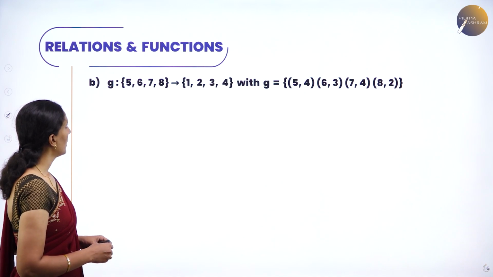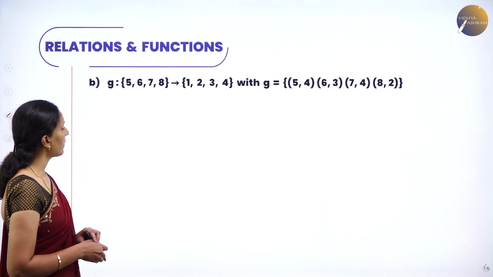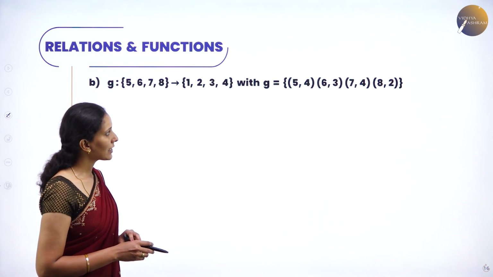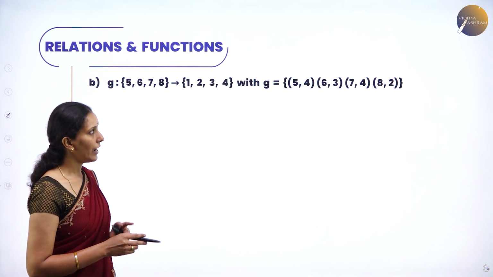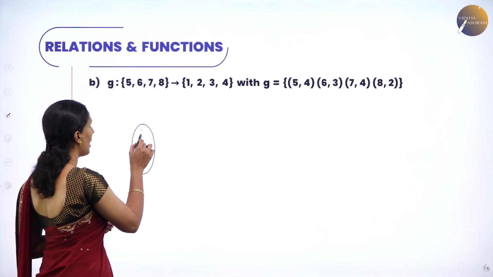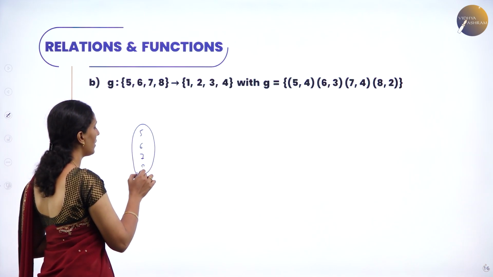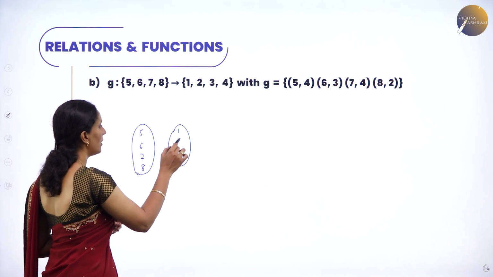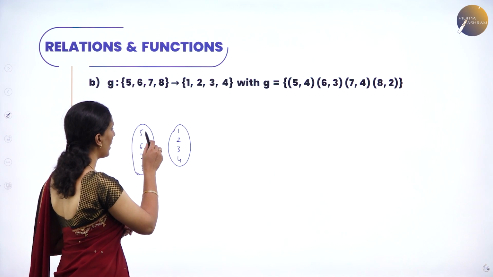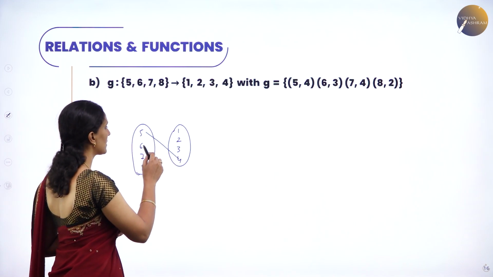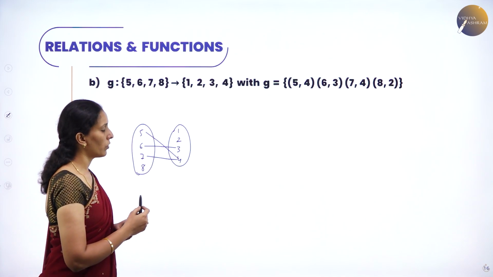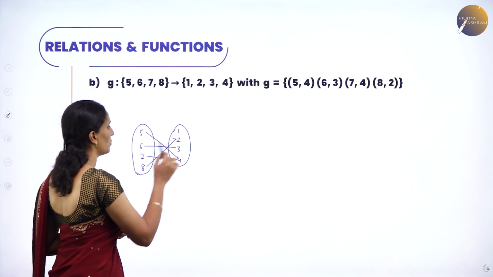Next, g is a function from {5, 6, 7, 8} to {1, 2, 3, 4}, with the given ordered pairs (5, 4), (6, 3), (7, 4), (8, 2). So we can see here we have 5, 6, 7, 8 and 1, 2, 3, 4. So we have 5 to 4, 6 to 3, 7 to 4, 8 to 2.